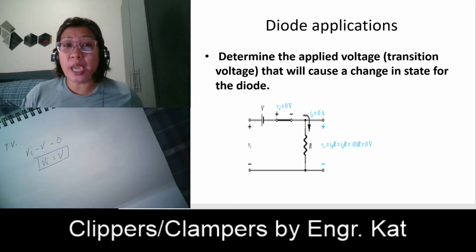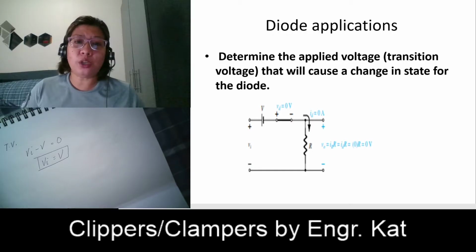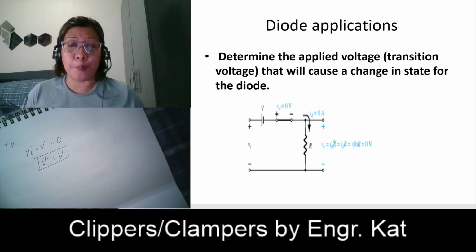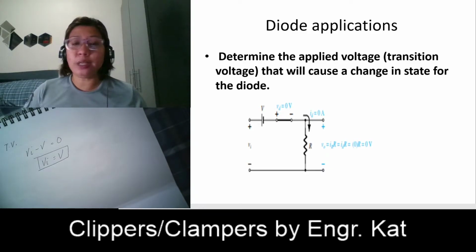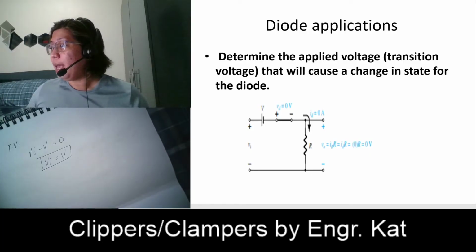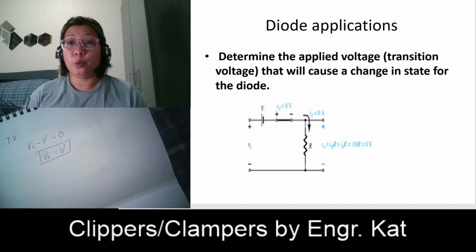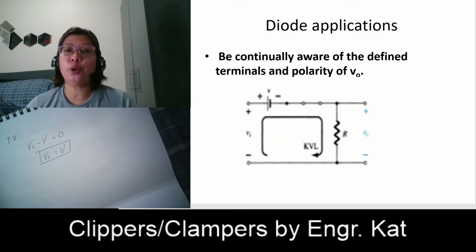This will change if the source is interchanged or the diode placement is interchanged. So, this transition voltage is good only for this example. So, we have here your transition voltage, which is VI minus V is equal to 0, VI is equal to V. And then, be continually aware of the defined terminals and polarity of VO.